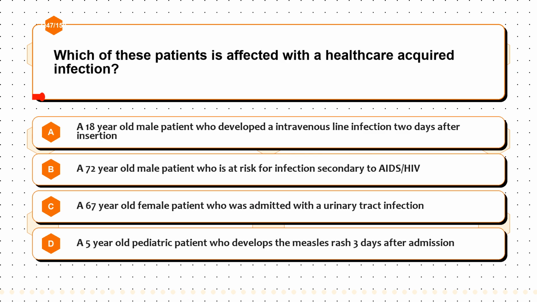Question 47. Which of these patients is affected with a healthcare-acquired infection? Here are the options. Option A, a 18-year-old male patient who developed an intravenous line infection 2 days after insertion. Option B, a 72-year-old male patient who is at risk for infection secondary to AIDS/HIV. Option C, a 67-year-old female patient who was admitted with a urinary tract infection. Option D, a 5-year-old pediatric patient who develops the measles rash 3 days after admission.